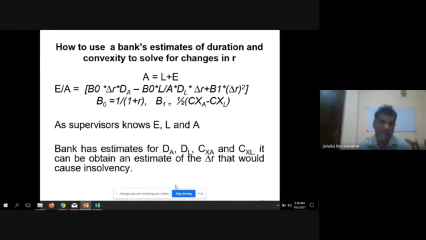Now, for example, I'll go to the liabilities. You said you can increase the duration of liabilities.